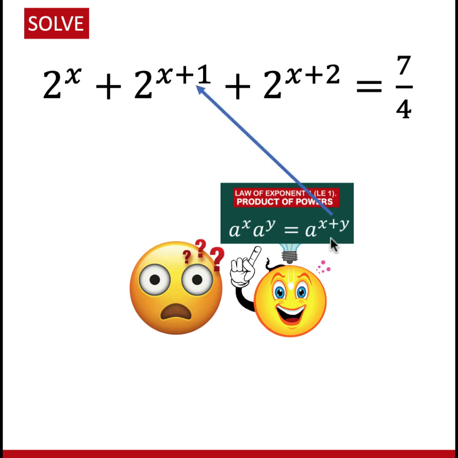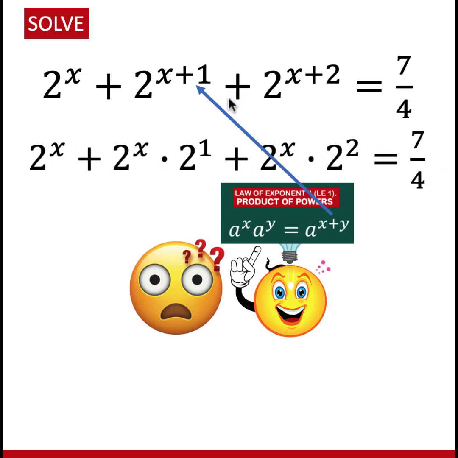Notice that the right side of this property is the form of our second and third terms in the left side of the equation. Therefore, we can now rewrite the given equation this way. Instead of 2 raised to x plus 1, that becomes 2 raised to x times 2 raised to 1, following this product of powers law of exponent. From a raised to the sum of the exponents x plus y, in this case x plus 1, that becomes the base, here the base is 2, raised to the first exponent times the same base raised to the second exponent, which is 1. The same explanation for the third term.